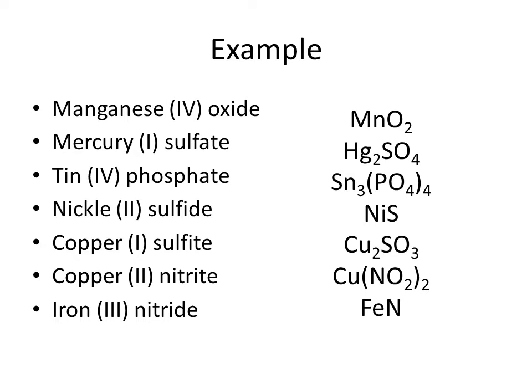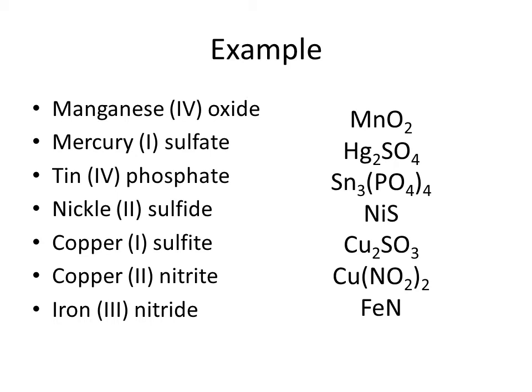Copper(I) sulfite. Sulfite is the formula SO3 with a 2 negative charge. If copper has a 1 positive charge, there must be 2 coppers with the sulfite. Copper(II) nitrite. Nitrite is a formula NO3 with a -1 charge. So if copper is copper(II), there's 2 positives, and I must have 2 nitrites to balance the charge. So copper, parentheses, nitrite inside, and a subscript 2.